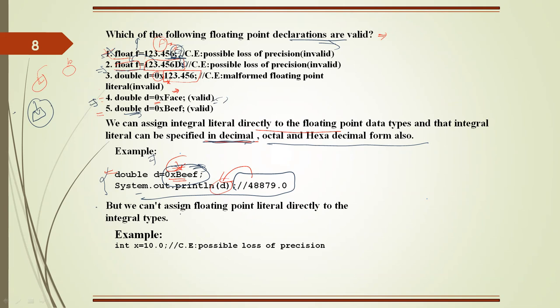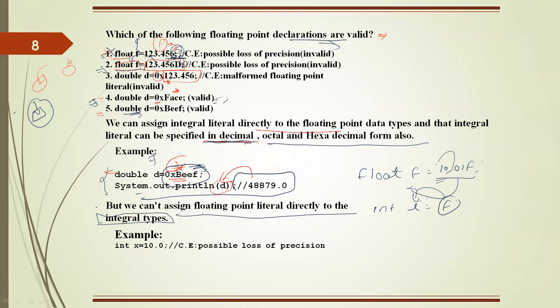But we can't assign floating point literals directly to the integral types. Like we have a float f equals 10.0.1f. Then if you try to initialize int i equals f, here the data is initialized, but data will be lost. The 0 point is gone, right?